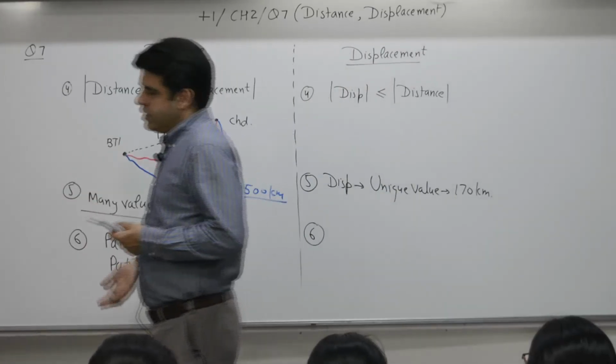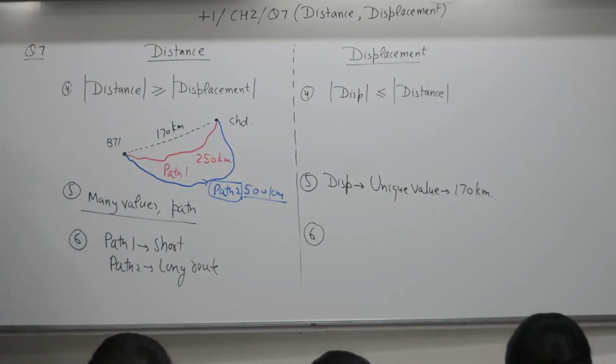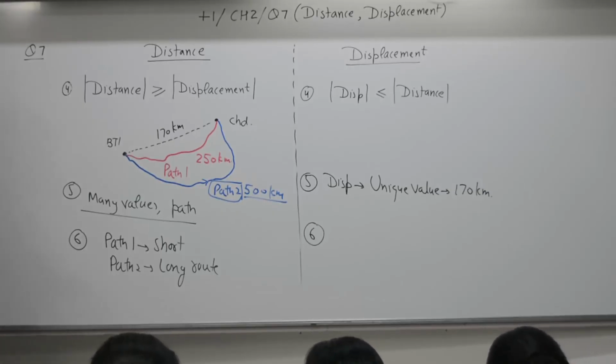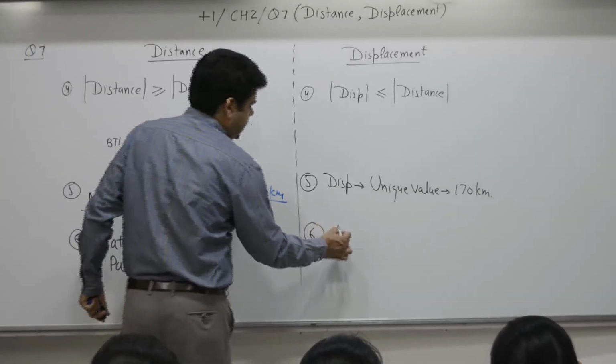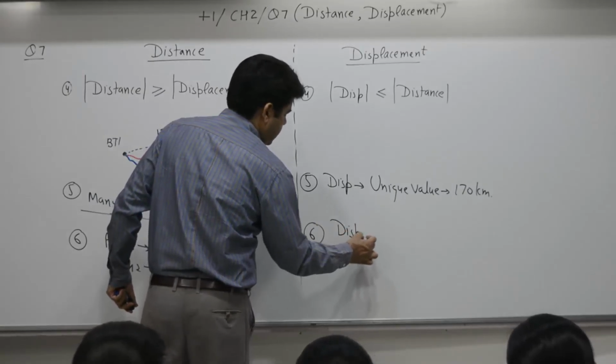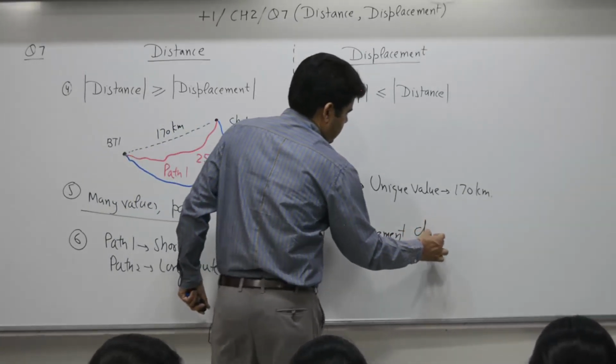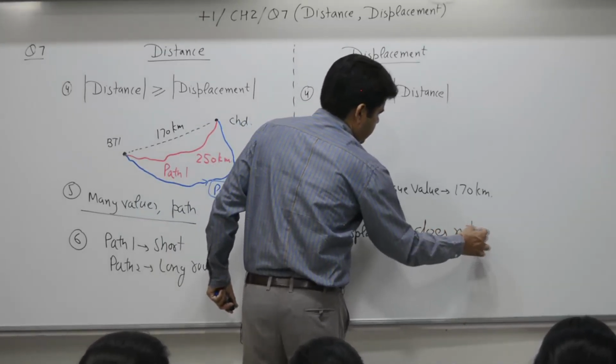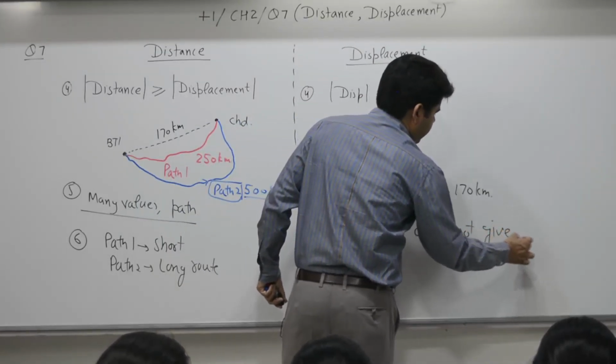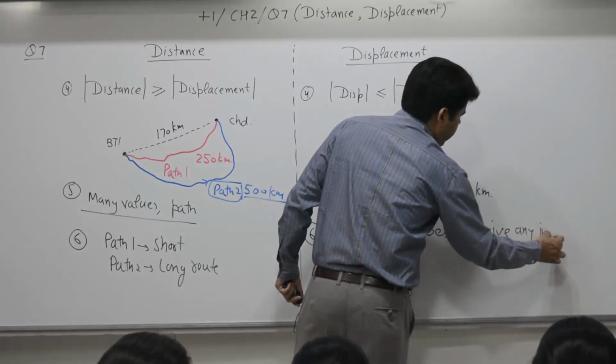So sixth point, equivalent: the displacement of an object between two positions does not give any information regarding the path followed.